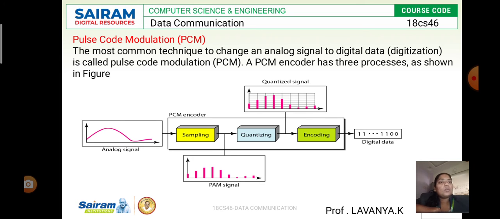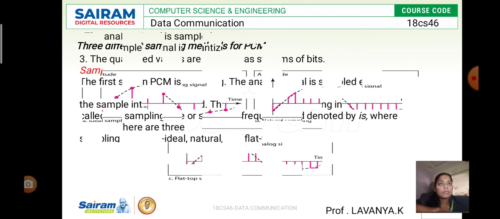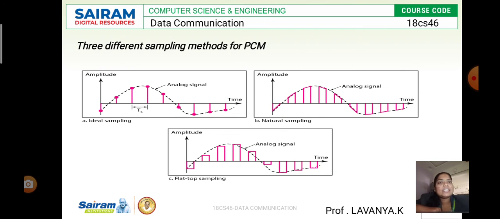So here, look at this. These are the different sampling methods in PCM. As I told you, the given analog signal is divided vertically in regular or given interval time. The analog signal is divided vertically, which we call sampling. Those vertical lines are what we call sampling.